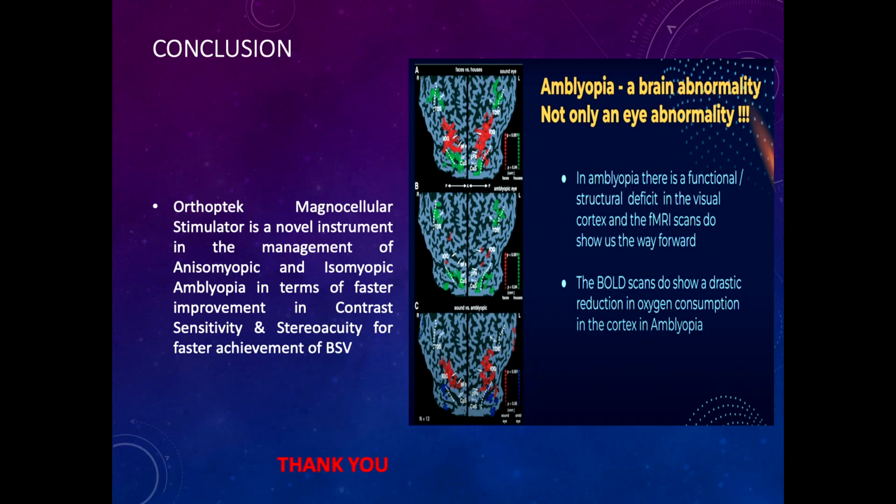And amblyopia is a brain abnormality. As you see, the upper picture is a functional blood oxygen level dependent MRI in a normal patient, and the second picture is of an amblyopic patient. There are structural deficits in the visual cortex, and the functional MRI scan shows a drastic reduction in oxygen consumption in the cortex of the amblyopia patient. After treatment with Orthoptech, the oxygen supply and blood supply increased. Thank you so very much.